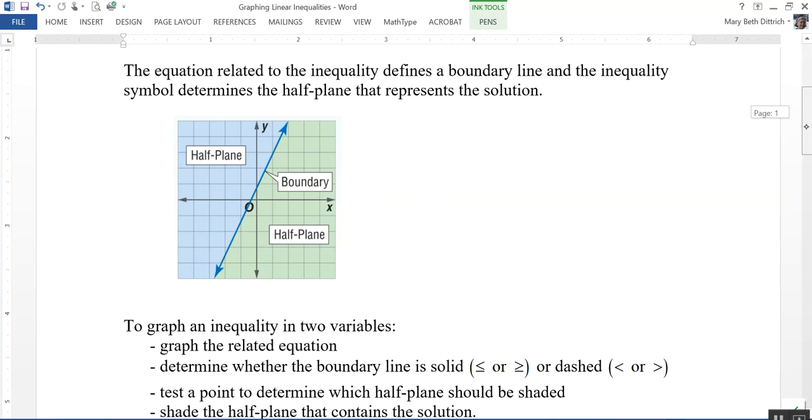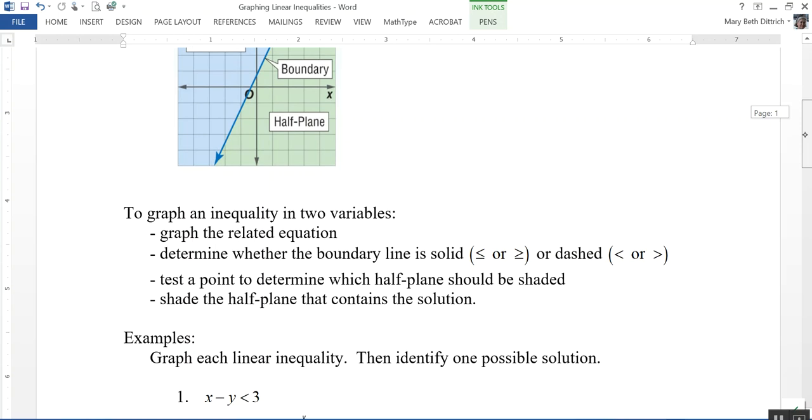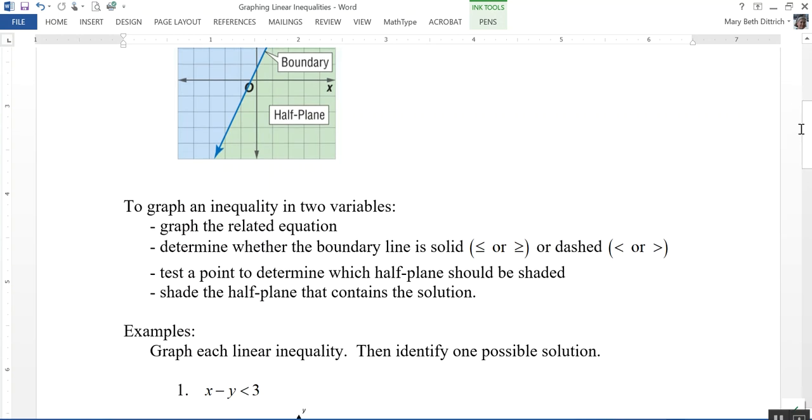To graph an inequality in two variables, we want to graph the related equation and determine whether the boundary line is solid, which would be a less than or equal to or a greater than or equal to symbol, or dashed, which would be a less than or a greater than. Then we want to test a point to determine which half plane should be shaded, and then shade the half plane that contains that solution. So let's take a look at a couple examples here.